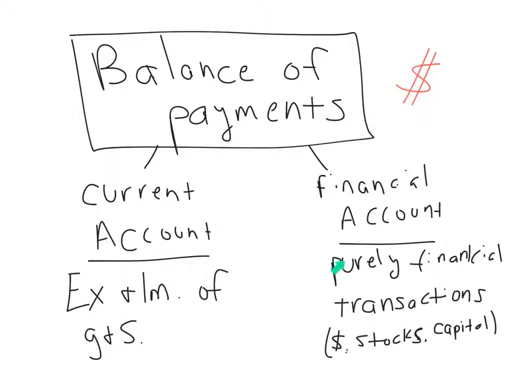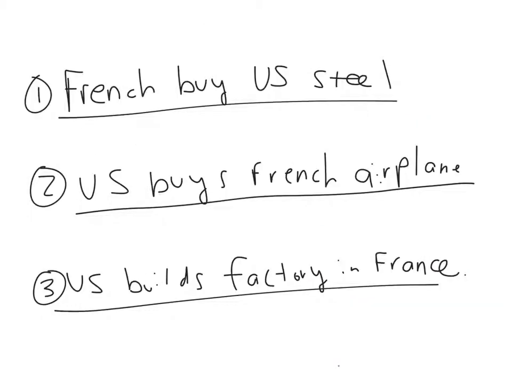In the financial account, we deal with purely financial transactions, things like money changing hands or stocks or capital. Anything financial goes along with the financial account. As you look at a few practice problems, we're going to try to figure out what goes in the current account and what is going to flow through the financial account.